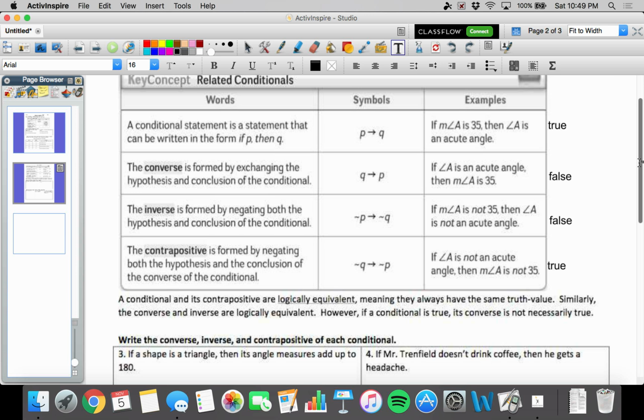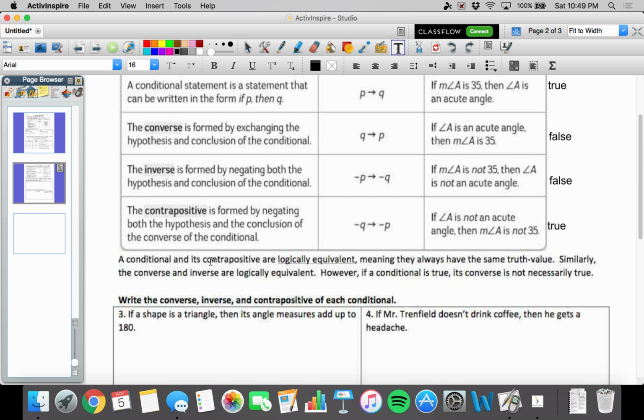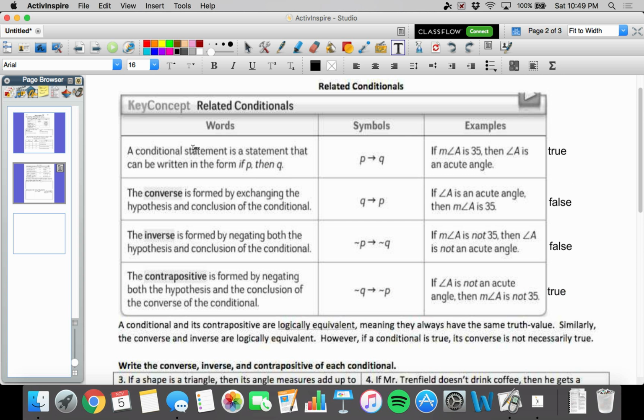So if it's not acute, then 35 is one of the many measures that angle A could not be. So an important takeaway here is that a conditional and its contrapositive are logically equivalent. So they will always have the same truth value. So if a conditional is true, then its contrapositive is true. We could even write that. That's a conditional about conditionals. Then its contrapositive is true.